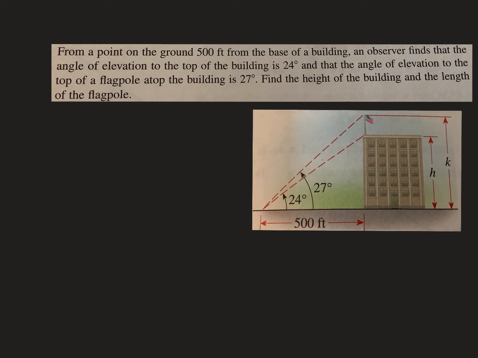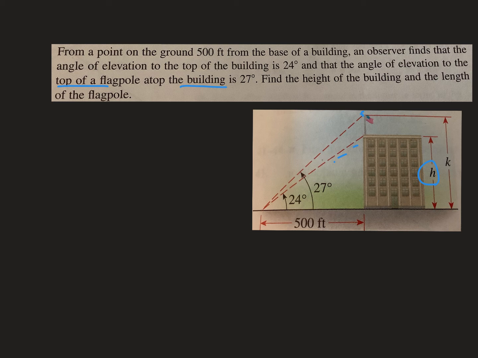Last slide, last problem. From a point on the ground 500 feet from the base of a building, an observer finds that the angle of elevation to the top of the building is 24 degrees. You can see that first broken line, this one right here. That's the top of the building. And the angle of elevation to the top of the flagpole on top of the building is 27. So it says find the height of the building and the length of the flagpole. It's basically asking for H, the height of the building, and K, well, you'll get that in a second.